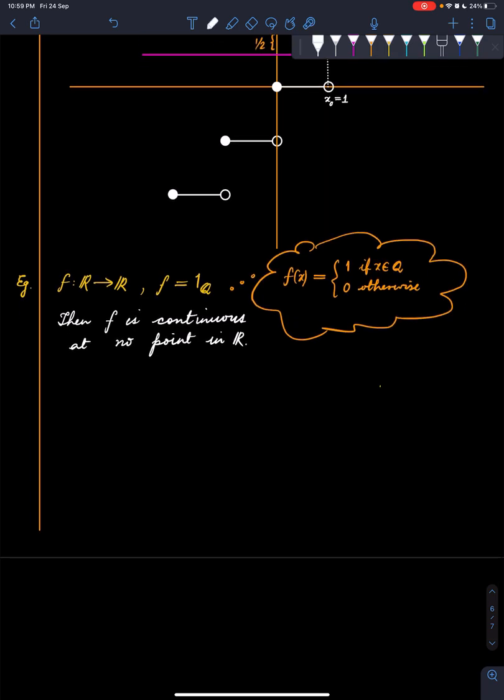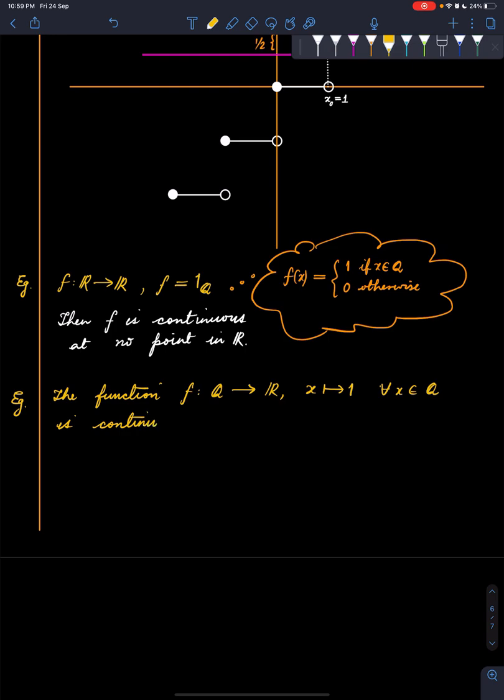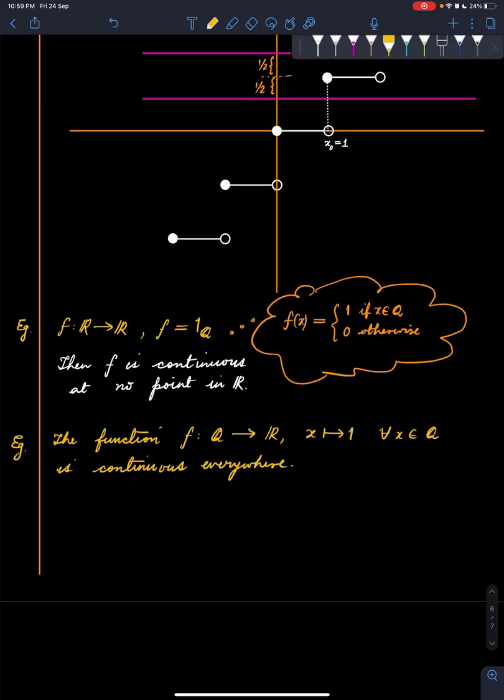However, what I want to highlight is that the function which takes x to 1 for all x is continuous everywhere. It's after all a constant function. Constant functions are continuous everywhere. There is no issue about that. So what I'm trying to say is that the domain matters. The function kind of looks the same. It's sort of like the same function, but well, it's not, because the domain is different.